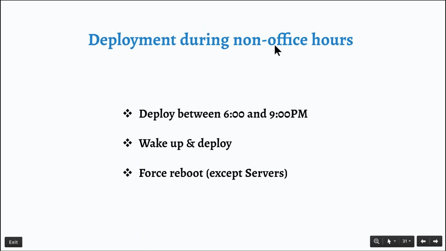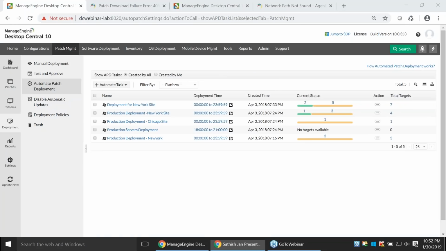So my last objective here is deployment during non-office hours. That's my last objective, where I can deploy patches during 6 to 9 p.m. That's my requirement, and wake up and deploy, like turn on machines which are off and do a force reboot for the workstations and not for the servers. Let's see how to achieve this using the deployment policy which we have.